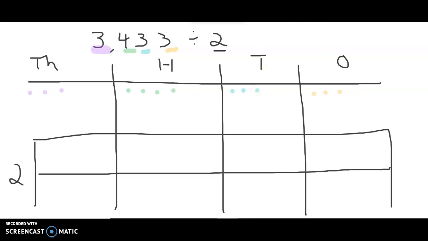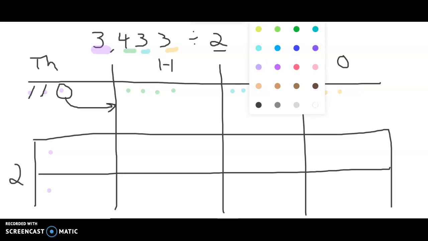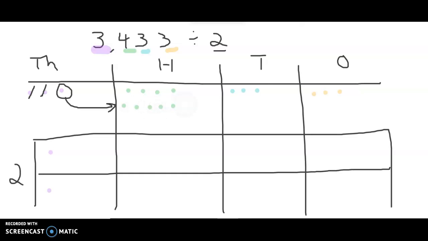So I'm going to start with my thousands. I have 3 thousands, so I used 1, 2. I notice that I have 1 left over that I cannot split into 2 groups. So I'm going to circle that and I'm going to regroup it for 10 hundreds, since I know that 10 hundreds is the same as 1,000. So that 1,000 is turning into 10 hundreds. 1, 2, 3, 4, 5, 6, 7, 8, 9, 10. So I had 4 hundreds, now I added 10, so altogether I have 14 hundreds.